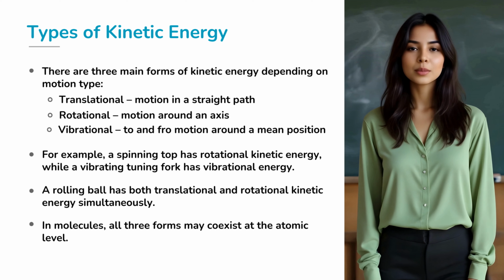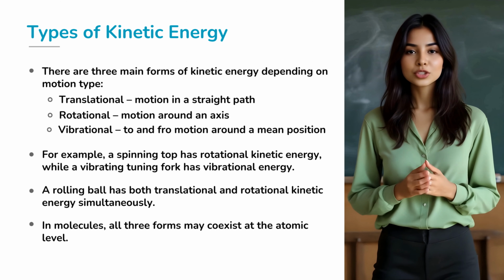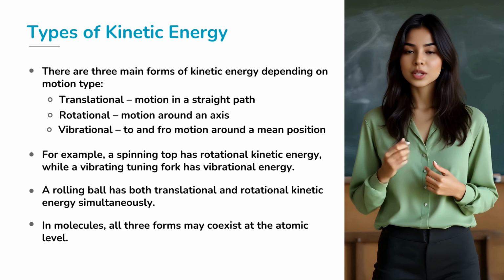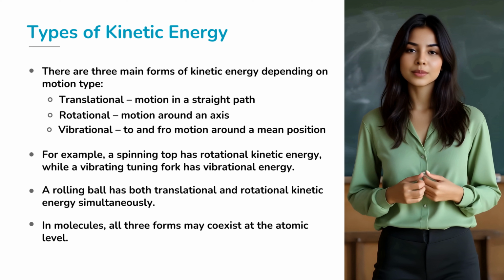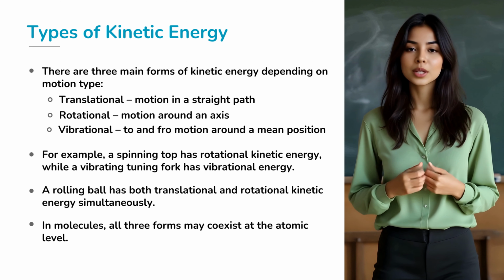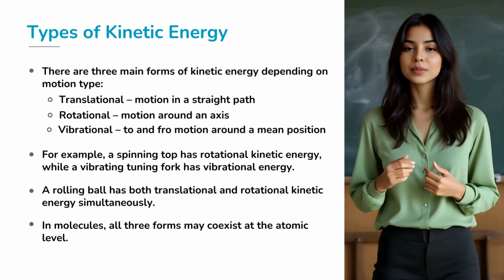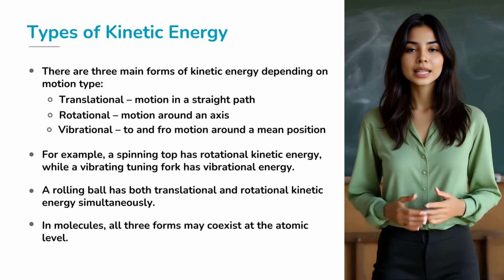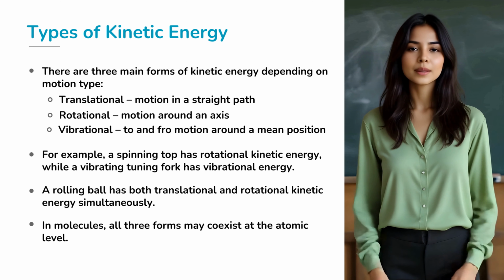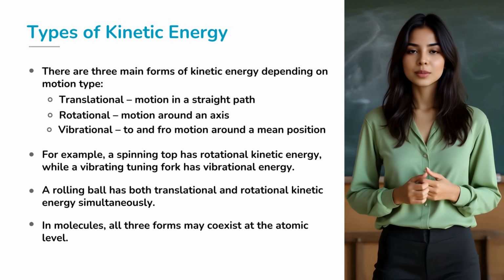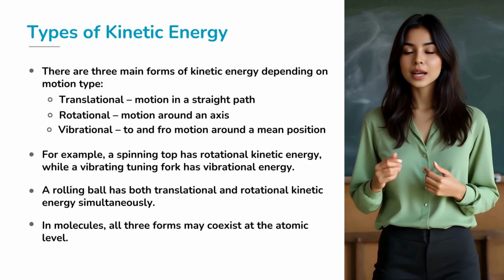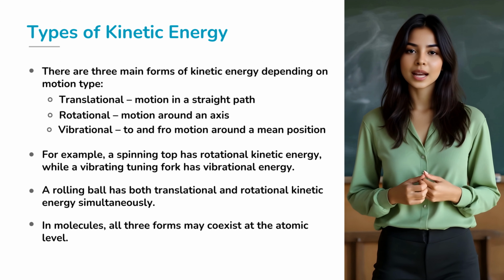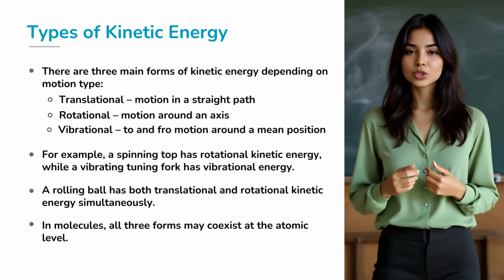Now let's look at some examples. A spinning top clearly demonstrates rotational kinetic energy. On the other hand, a vibrating tuning fork exhibits vibrational kinetic energy. Some objects can even have more than one type of kinetic energy at the same time. For instance, a rolling ball shows both translational and rotational kinetic energy together. And finally, at the molecular level, all 3 types, translational, rotational, and vibrational, may exist simultaneously, especially in gases and liquids where atoms are in constant motion.